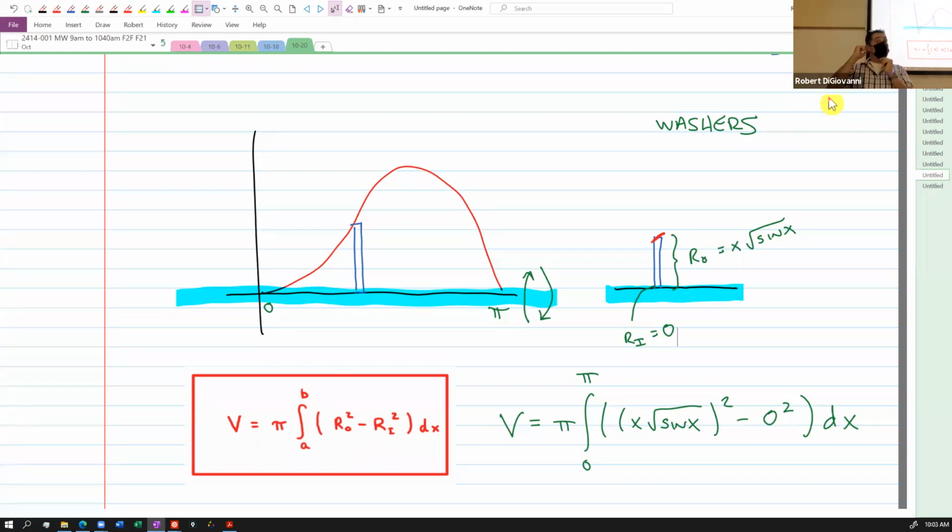Those are shell problems. But the way you should be looking at it now is like any volume, any solid of revolution, you have both tools at your disposal. All right. And you just do the one that makes more sense.